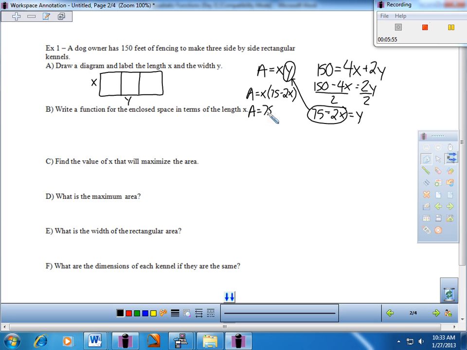I'm getting a 75x minus the 2x squared, just kind of thinking out loud with that. Let's see if we can do a little better. So we have now area in terms of x. And just to make it in that nice standard form there, that's looking great.